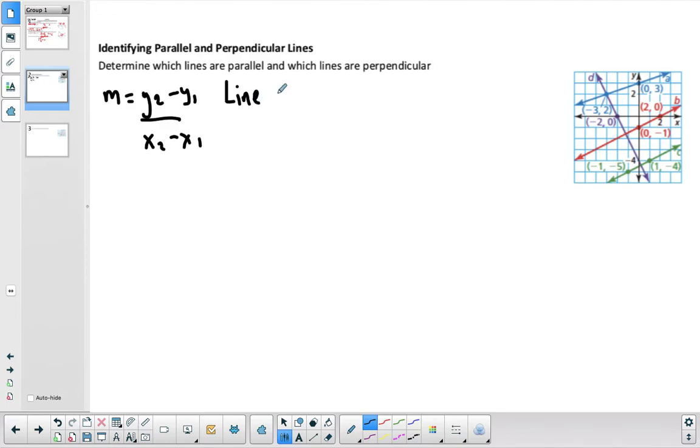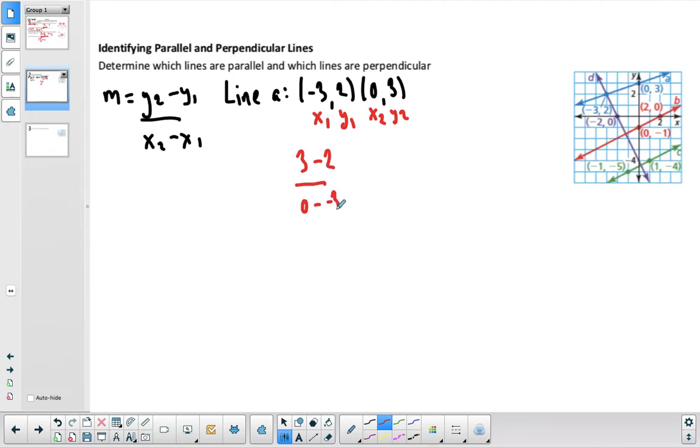Okay, so I'm going to start with line A. Now line A, you can see, has the points (-3, 2) and then (0, 3). All right, now as I'm doing this, just like we've done in the past, I'm going to call this x1, y1, and this x2, y2. So that way I know exactly what needs to be plugged in where. So if I look at my slope formula, y2 minus y1, so 3 minus 2, over x2, which is 0, minus -3. Now 3 minus 2 up top is 1. 0 minus -3 is going to become +3, and it's going to be 1/3 for my slope.